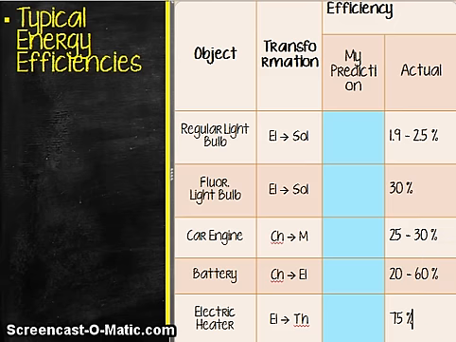So what you probably thought is that the predictions you made in this blue column were a lot more positive and optimistic than the actual values. So what we can learn from this is things are not as efficient as we imagine them to be. And there's a lot of energy that is wasted in ordinary objects that does not go to the purpose that we want it to go.